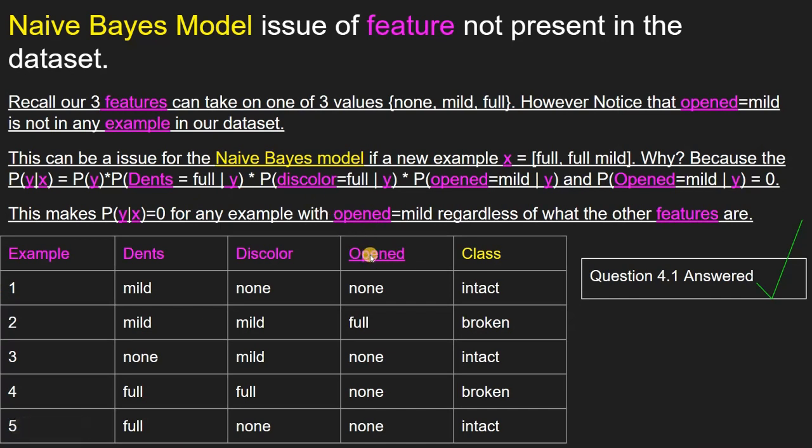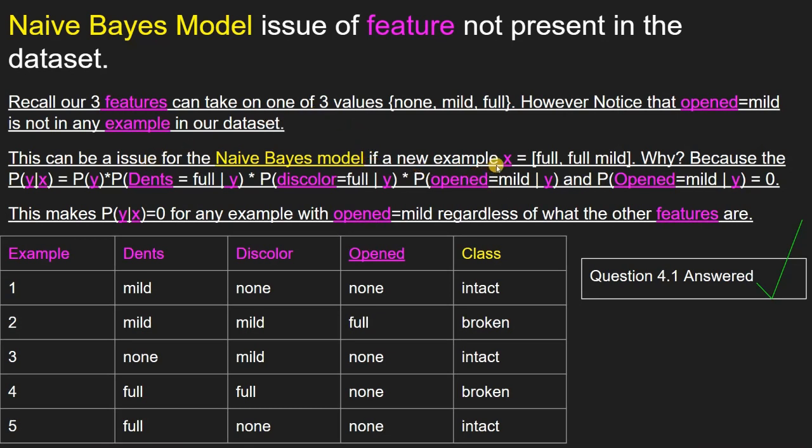So if you look at the feature opened, for example 1 it's none, example 2 it's full, example 3 it's none, example 4 it's none, and example 5 it's none. Opened is never equal to mild for any example. Now, this can be an issue for the naive Bayes model, right? And why is it an issue?